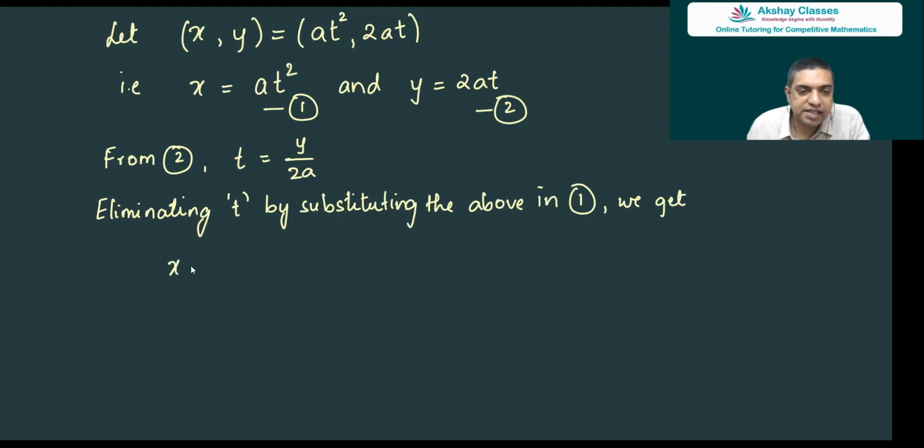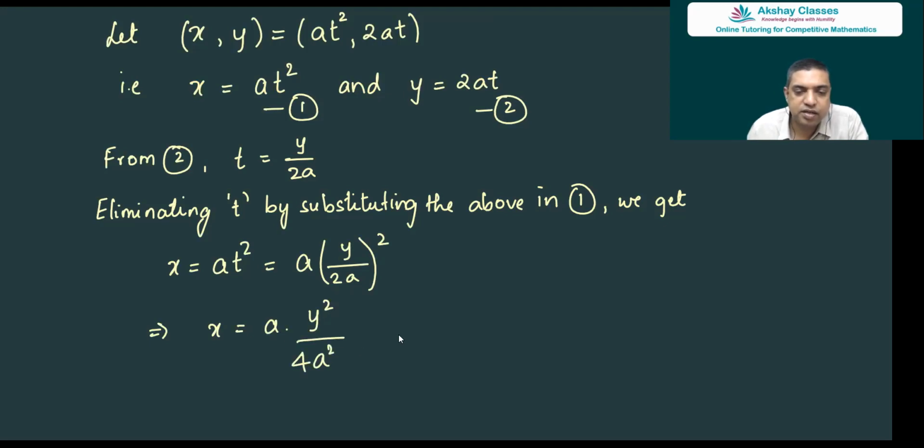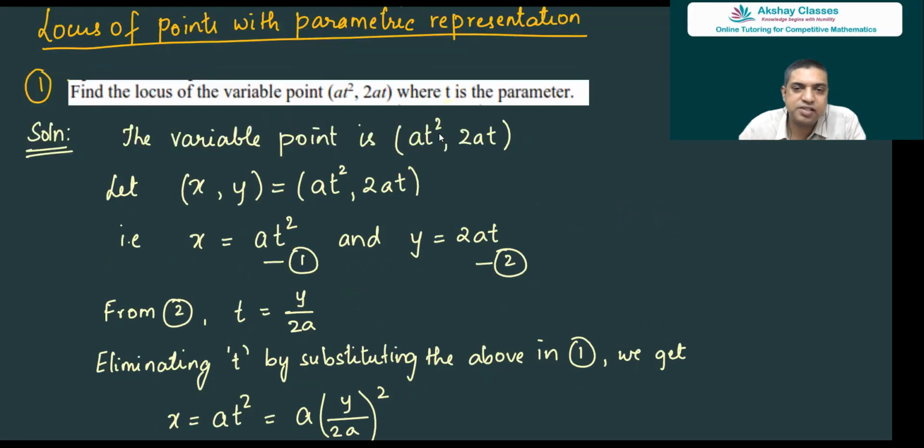x is equal to at square, which is a into y upon 2a whole square. So we get x is a times y square upon 4a square. Take this 4a square, this a cancels a square a times, and then this 4a you take to the x side. So we get y square is equal to 4ax. This is the equation of the locus represented by the parametric point.